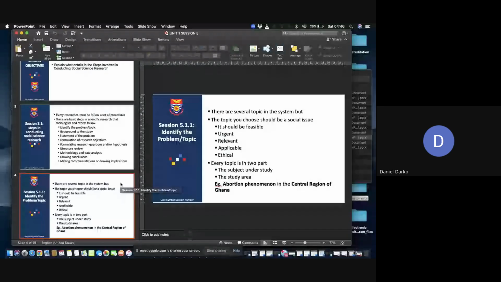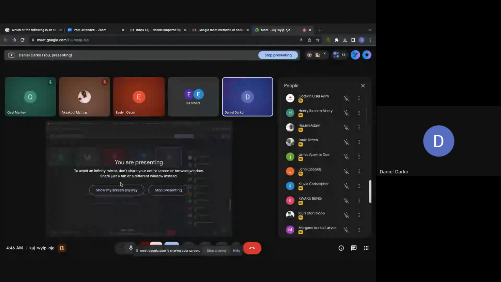Now, every topic is in two parts. The first part is the subject under study. And the second part is the study area where you are going to conduct the study. So when you are stating your topic, it should always be in two parts. The first part of the topic is the subject you are studying. Is it teenage pregnancy? Is it corruption? Is it abortion? Is it domestic violence? That is the subject of the study.